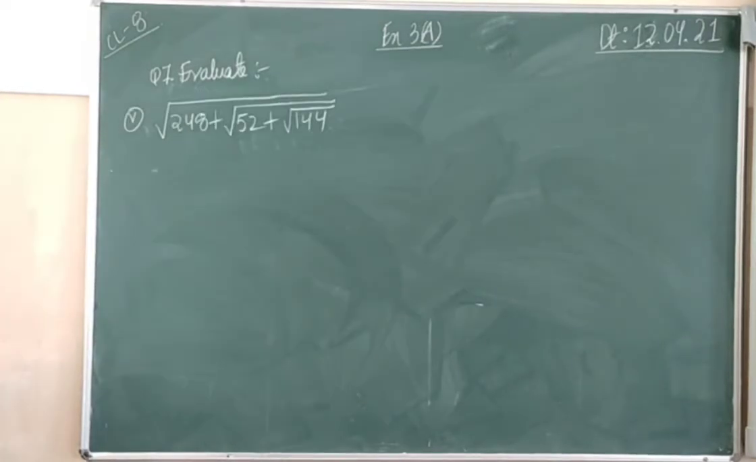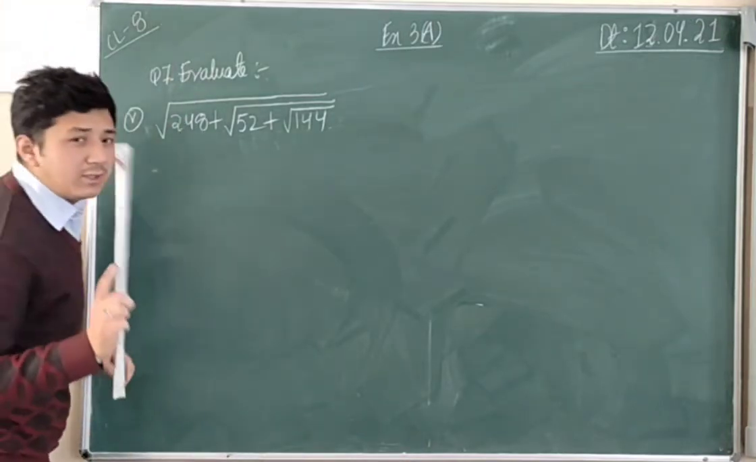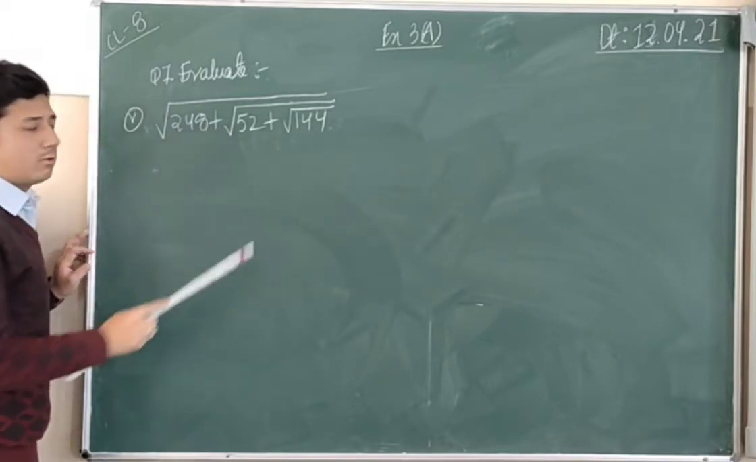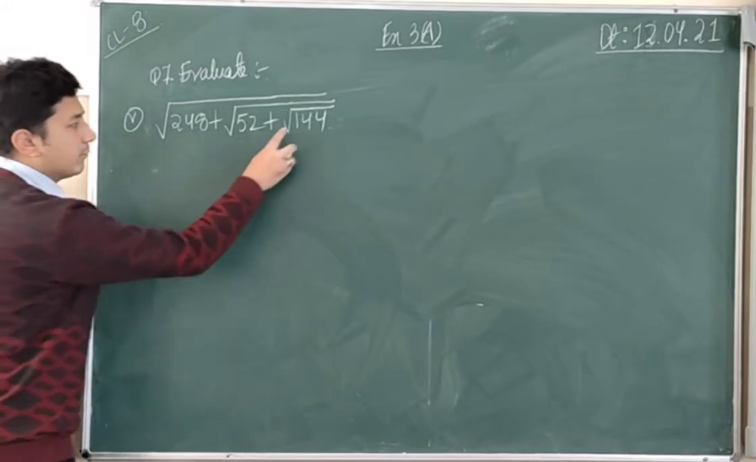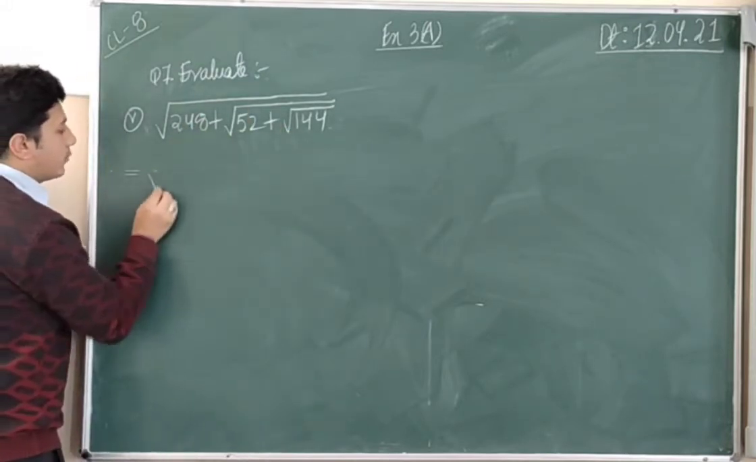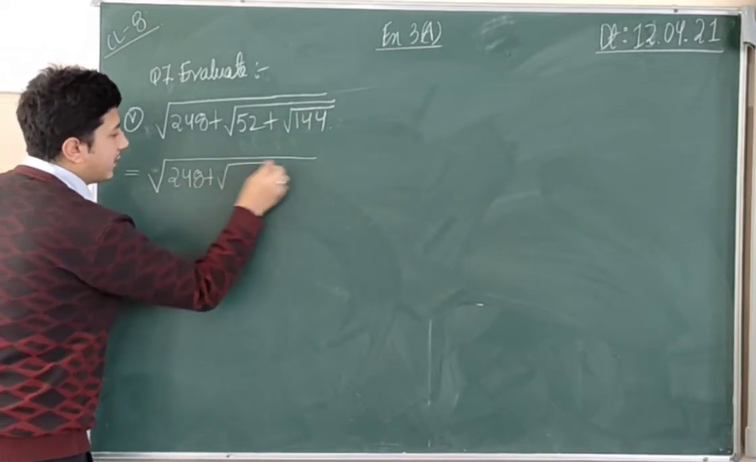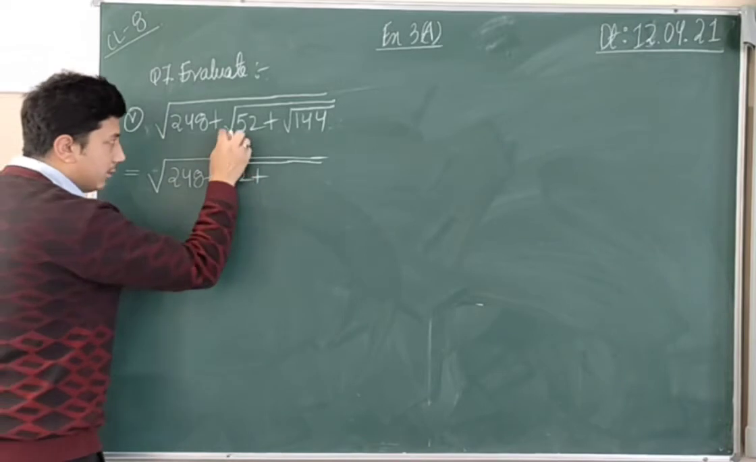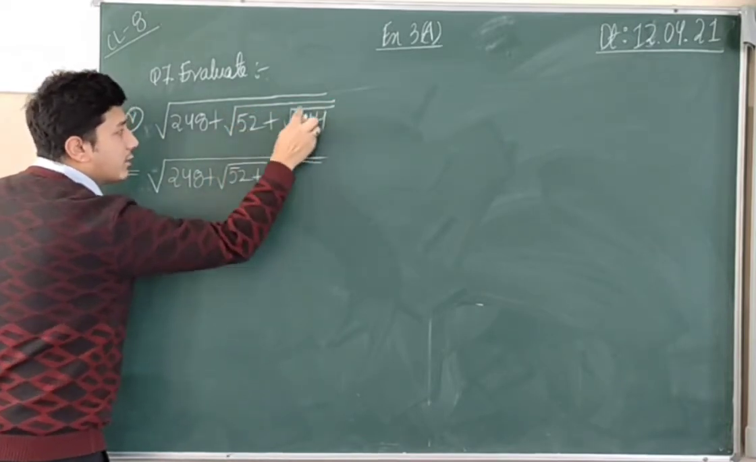Alright, let's proceed with question number 7 part 5. Evaluate. There are 3 square roots here: the first square root plus the second square root plus the third square root. So we'll start our solution from the third square root. Keep your first square root as it is, root 248, plus keep your second square root as it is, plus root 52, plus inside root 52 there is root 144.